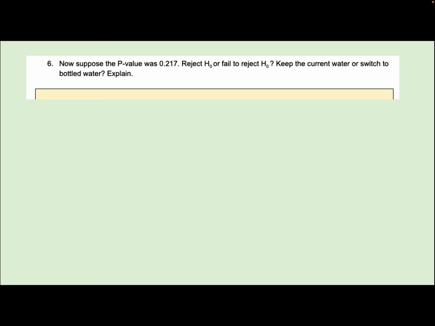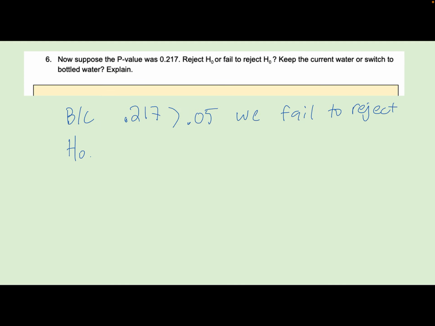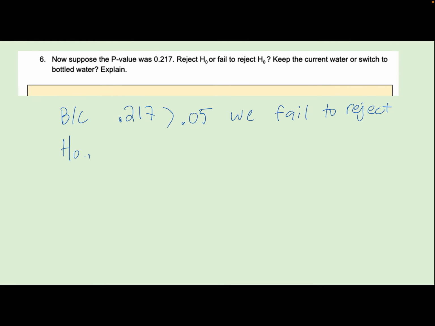Okay, so now let's say we did this, but our p-value was very different. It was 0.217. Should we reject the null hypothesis or do we fail to reject it? So let's see. In this case, because 0.217 is greater than 0.05, we would fail to reject the null hypothesis. And what that means is that we would keep using tap water.